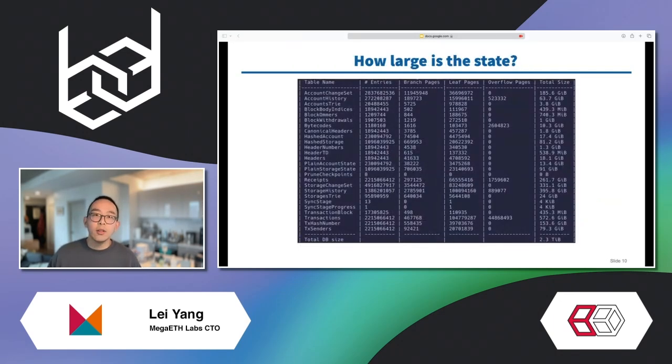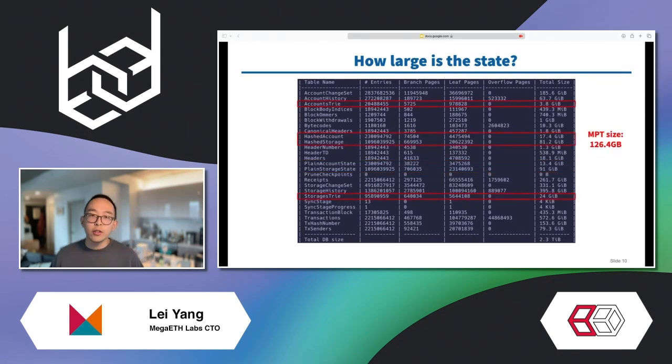So how large is the database? This screenshot shows the size of database tables in a fully synced up Reth archive node. At the bottom, you can see that the total size of the database is about 2.3 terabytes. This seems pretty large, but fortunately for execution, we only need the so-called plain state tables, and that's about 100 gigabytes.